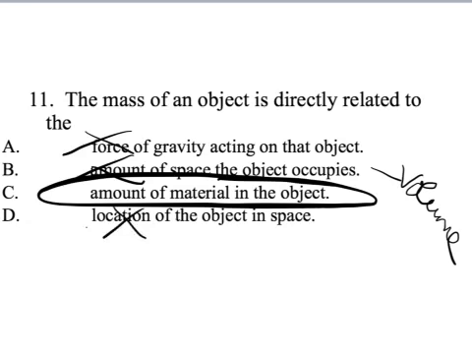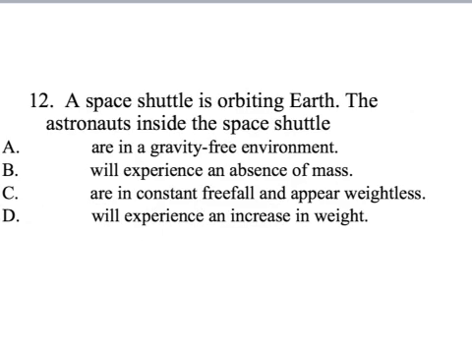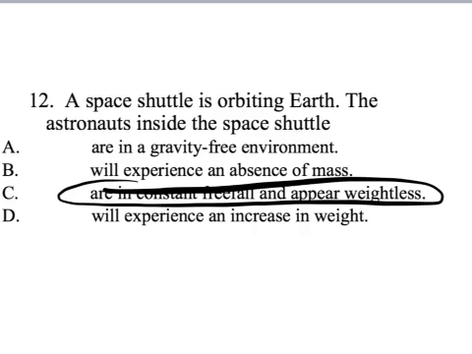The space shuttle is orbiting Earth. The astronauts inside the space shuttle are in a gravity-free environment. C, will experience an absence of mass, are in constant free fall and appear weightless. D, will experience an increase in weight. Well, if you've ever seen pictures of astronauts, what are they? They're floating around and they kind of appear weightless. In order to stay put, they kind of have to strap themselves in. And that's what's going on. As the space shuttle orbits the Earth, the astronauts inside the space shuttle are in constant free fall and appear weightless.